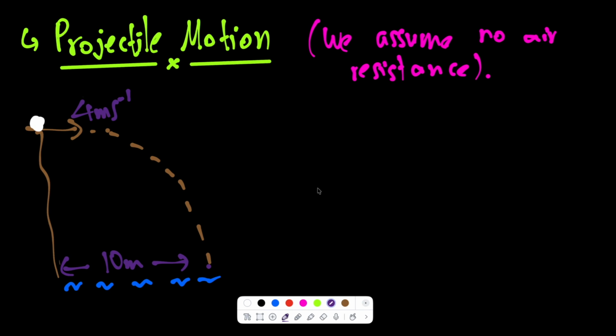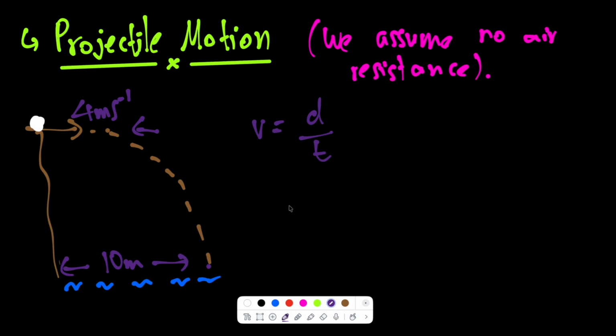In most projectile motion questions, we neglect air resistance. Air resistance acts on an object, let's say this white ball here, horizontally. Since we neglect air resistance, that means there is no acceleration or deceleration horizontally acting on this object. Therefore, we can use the velocity equals displacement over time equation for the horizontal component of velocity.